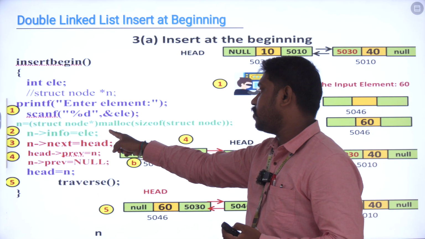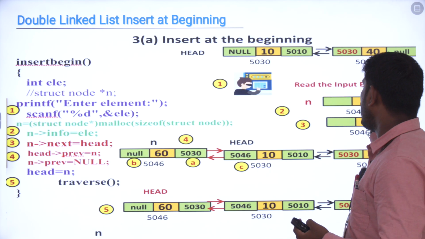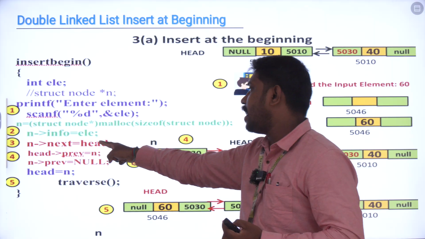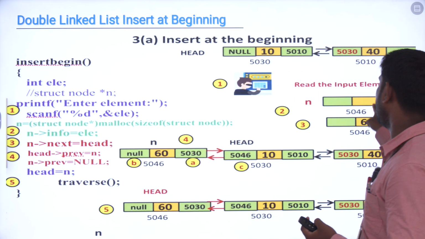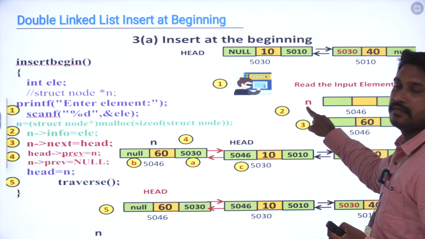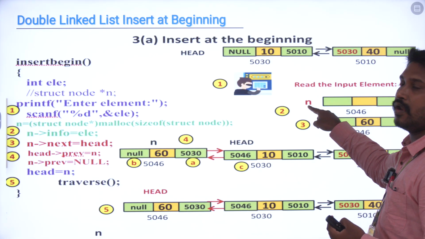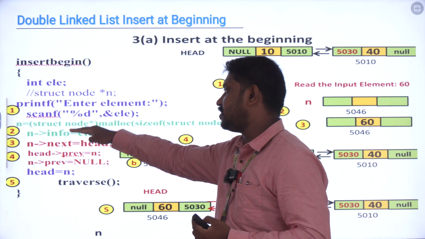First I am going to do the memory allocation, and I am going to get the element, and this element will be assigned to n of information. So n of information is nothing but the data. This node I am going to name n. In the nth node I am going to insert the data 60. So that is step 1 and step 2.